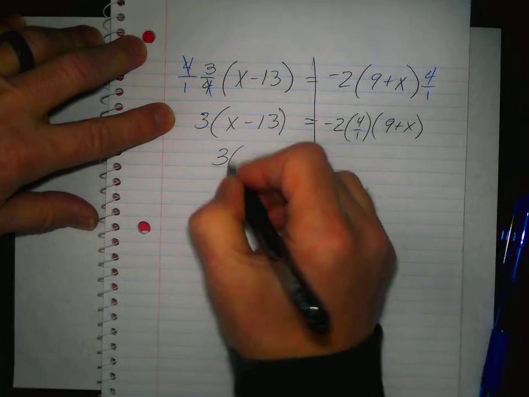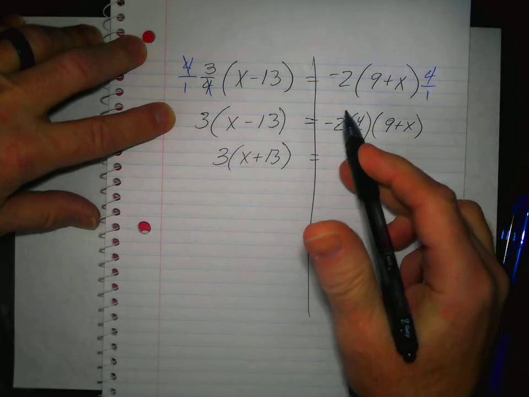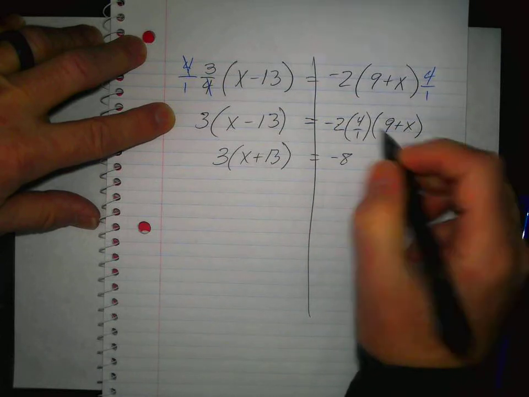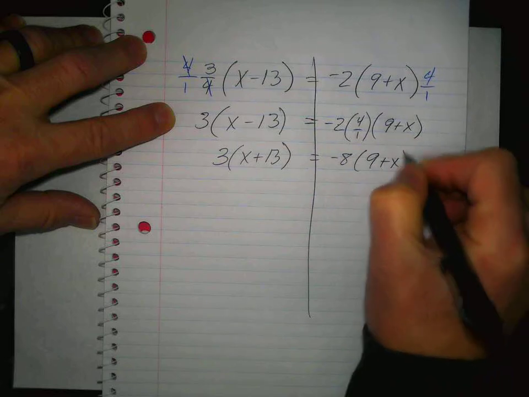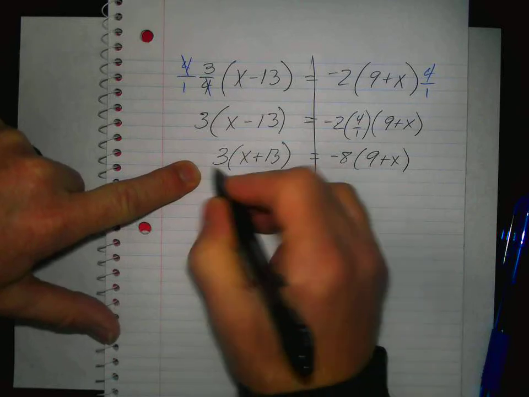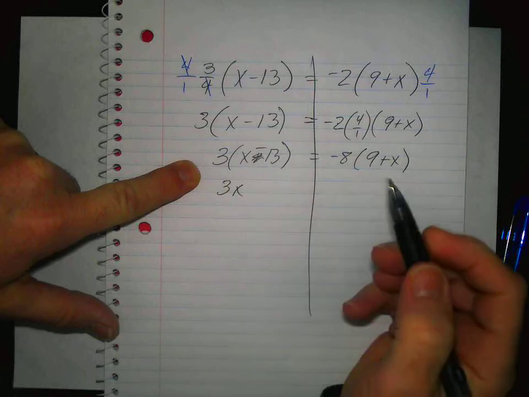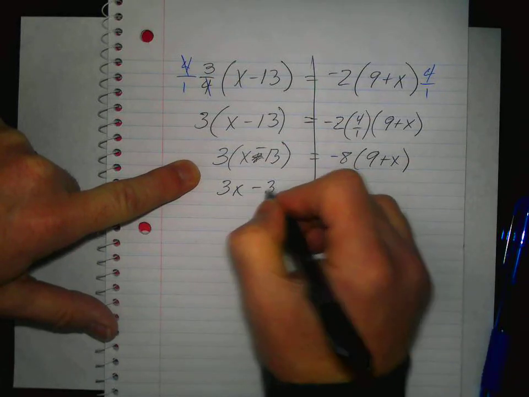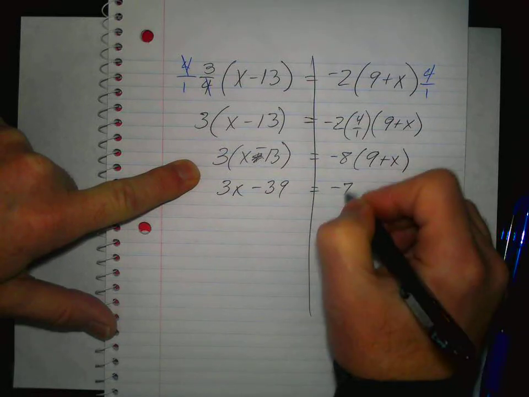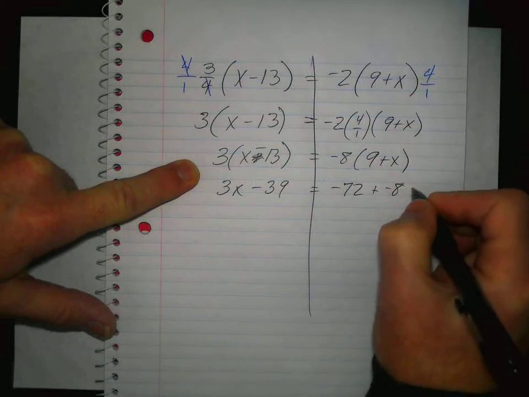We want this thing to be simpler. So I'm going to rewrite this side again. And then negative 2 times the 4 is actually going to be negative 8, and then we have 9 plus x. I'm going to multiply my 3 by x, which is 3x. 3 times 13 is, whoops, that's supposed to be negative. 3 times a negative 13 is negative 39, equals negative 8 times 9, which is negative 72, plus negative 8 times x, which is negative 8x.